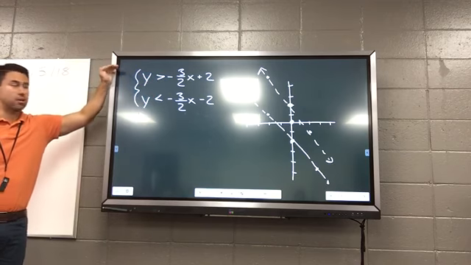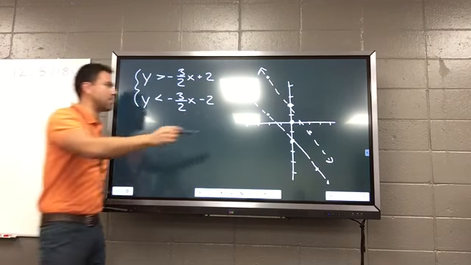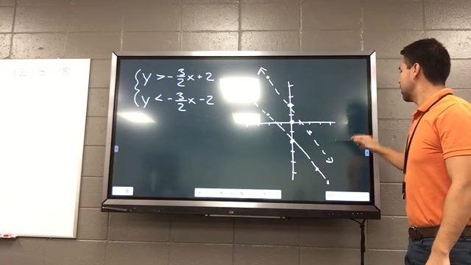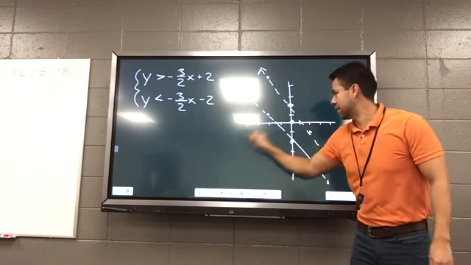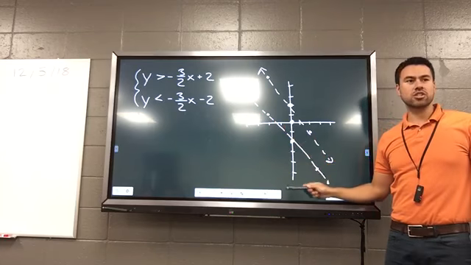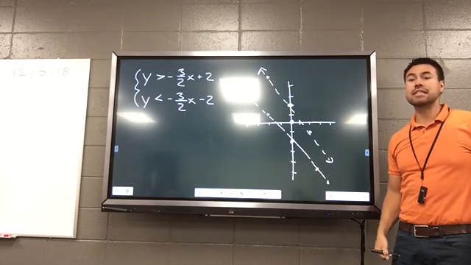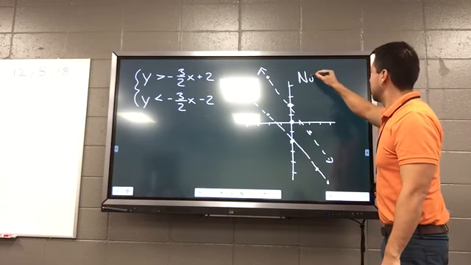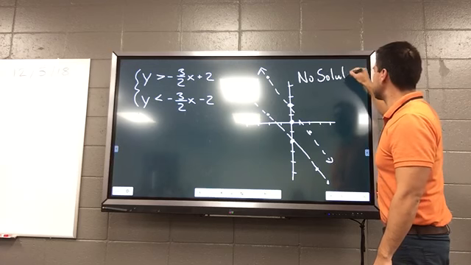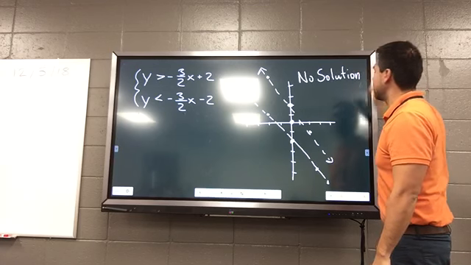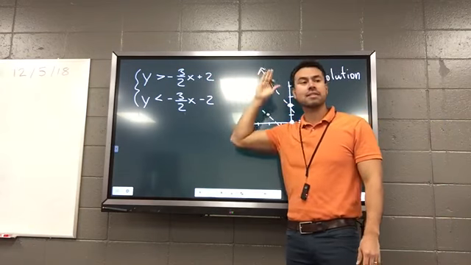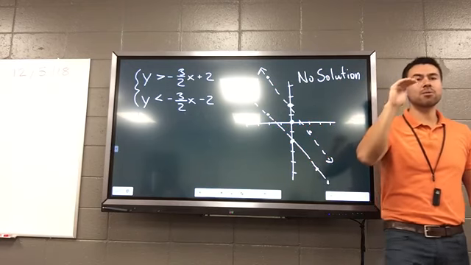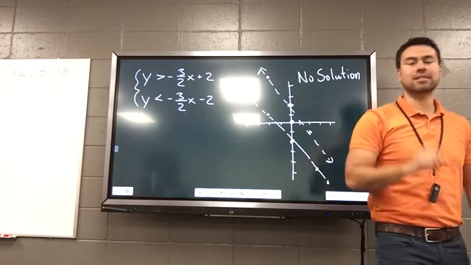All right, look at the first inequality. What's greater than the top line? We already know that, right? It's anything above it. What's less than the bottom line? Anything below it. Which region was shaded twice? Neither. What's my answer? No solution. There is no number that fits both of them at the same time. Think about it. Is there any number greater than 10 and less than 10 at the same time?